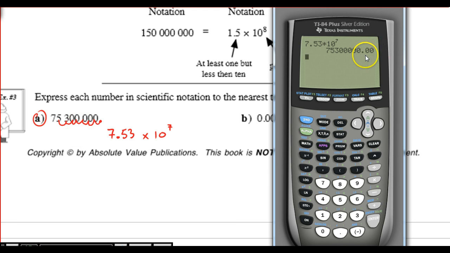Now again, my calculator is rounding off here, so let me just take that off. I'm just going to cancel the float there and hit enter again, and there's an answer right there.